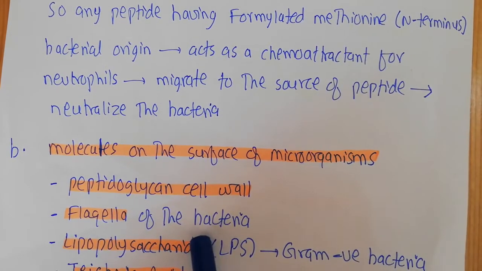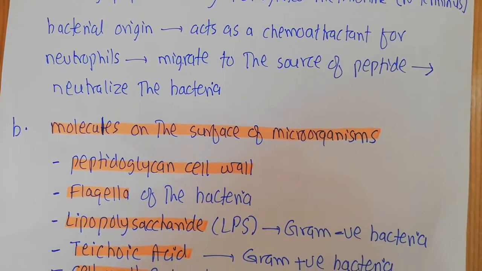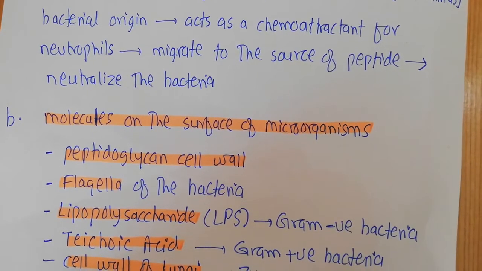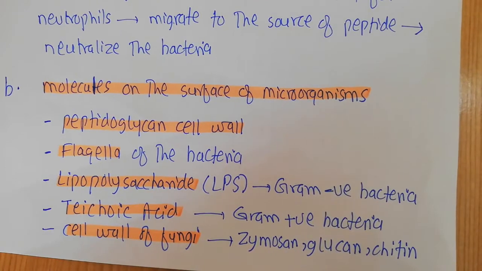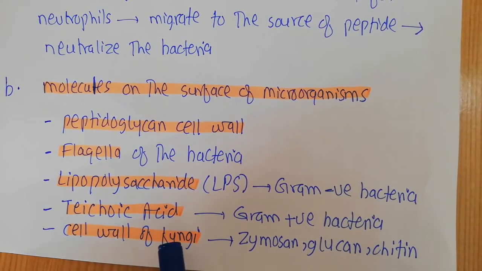The flagella of the bacteria is another important molecule on the surface of the microorganism which the innate immune system can recognize. When you talk specifically about the gram-negative bacteria, they have got a special molecule on their surface which is known as the lipopolysaccharide, and the immune system can actually recognize this LPS. How the immune system recognizes them, we will discuss in detail in the next video. When you talk about the specific molecules on the surface of the gram-positive bacteria, they have got a teichoic acid on their surface, and that can work as a pathogen associated immunostimulant for the innate immune system.